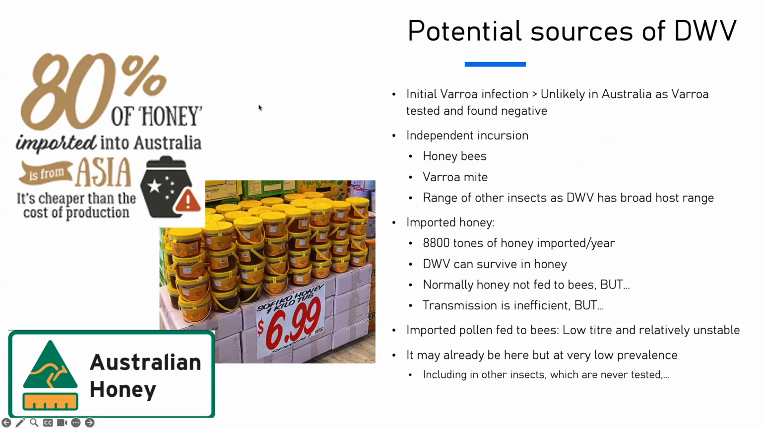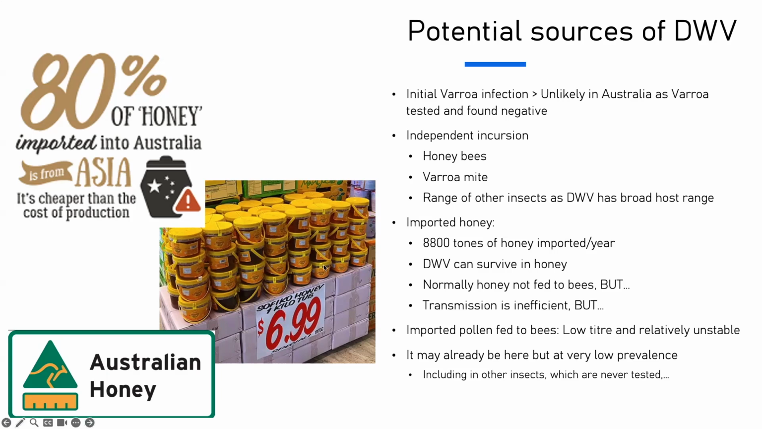It could come from an independent incursion, either from honeybees that have moved to New Zealand, or in our case, of course, Australia would be in the same boat, another Varroa mite incursion, or an incursion by a large range of different insects. And remember the first slide that I put up, where we could see that a large range of insects, including flies and cockroaches and all sorts of different insects, were host to this particular pathogen.